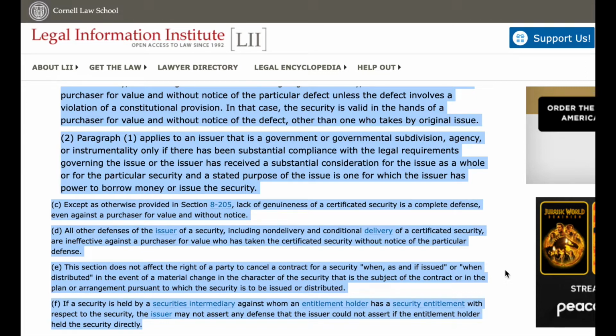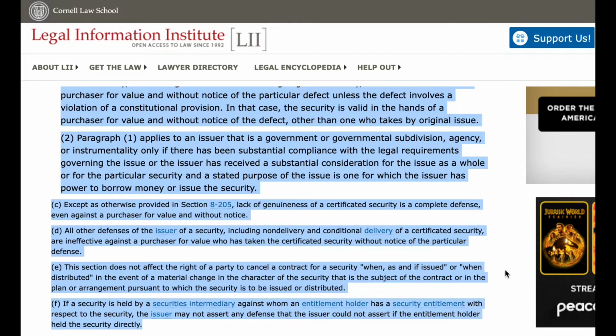2. Paragraph 1 applies to an issuer that is a government or governmental subdivision, agency, or instrumentality only if there has been substantial compliance with the legal requirements governing the issuer, the issuer has received a substantial consideration for the issue as a whole or for the particular security, and a stated purpose of the issue is one for which the issuer has power to borrow money or issue the security.